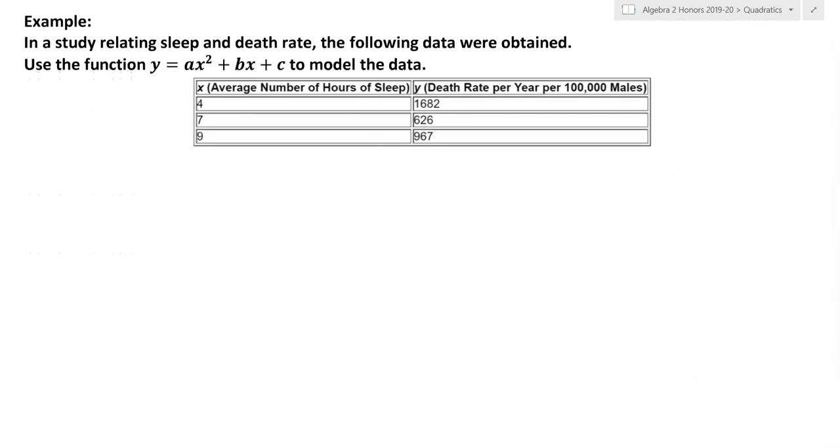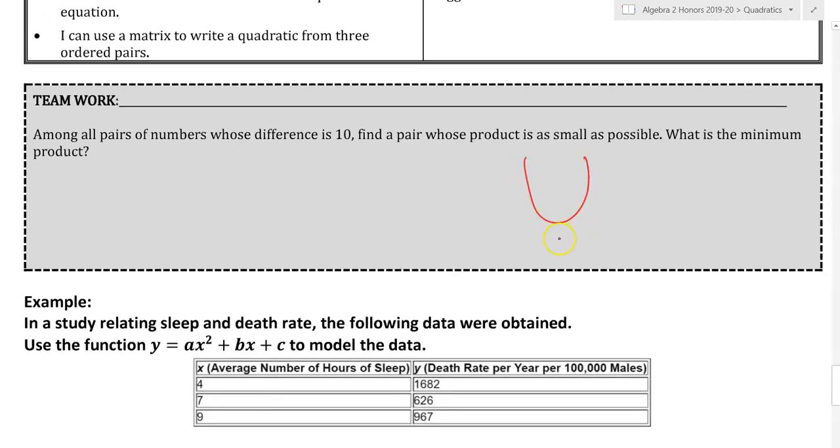Okay, so we have maximized the area. You just wrote down an example and did with your team minimizing something. The only difference here is that you're going to get a parabola that opens up. You're finding a minimum there.